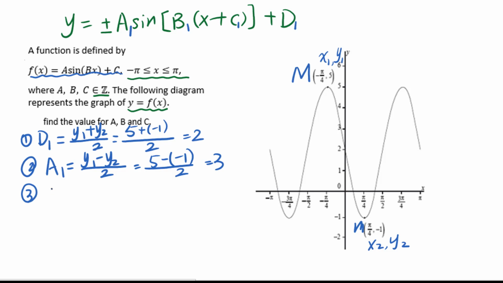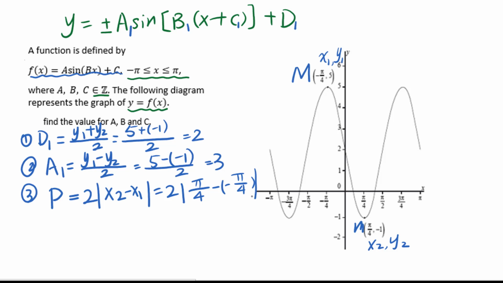Then, third step, we will get the period. The period equals 2 times the horizontal distance between maximum and minimum. Let's do x2 minus x1. So we plug in: x2 is pi over 4 minus negative pi over 4. The negative becomes positive. So we get 2 times the absolute value of 2 pi over 4. Reduce, you will get pi over 2. So the answer is pi.